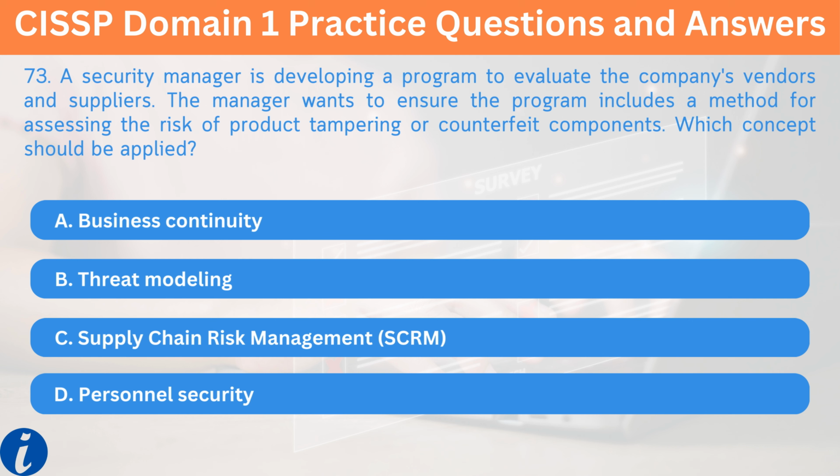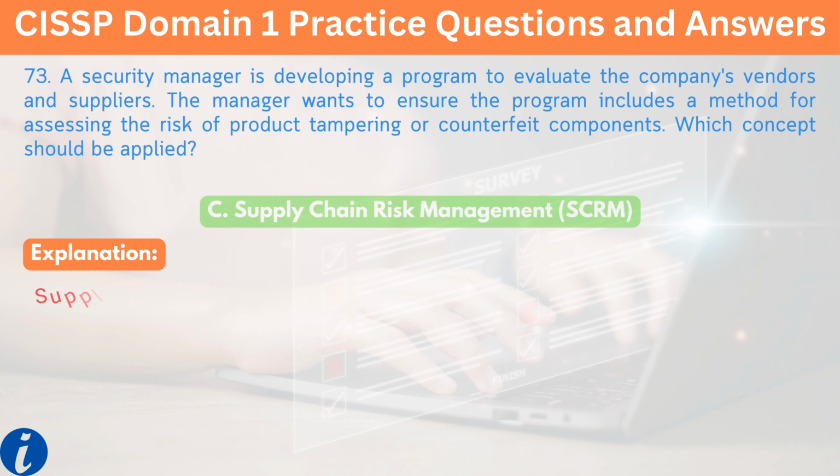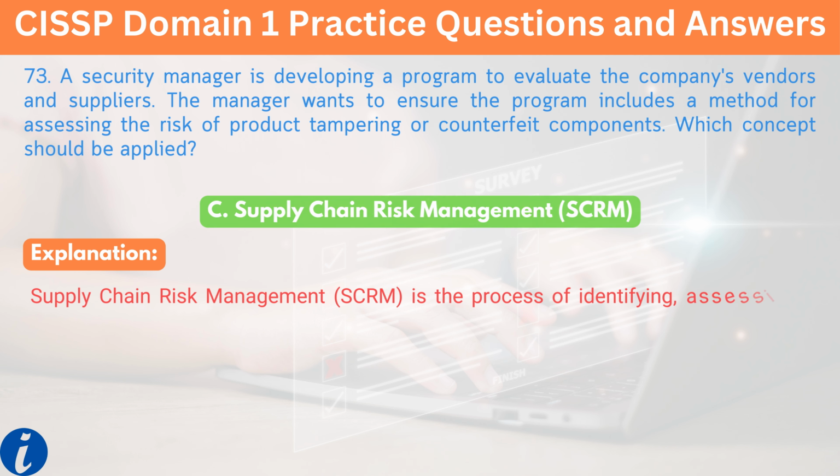The manager wants to ensure the program includes a method for assessing the risk of product tampering or counterfeit components. Which concept should be applied? A. Business continuity. B. Threat modeling. C. Supply chain risk management, SCRM. D. Personnel security. The correct answer is C. Supply chain risk management, SCRM.